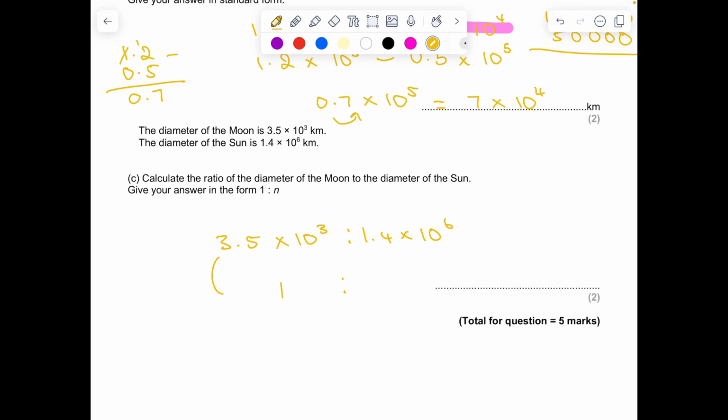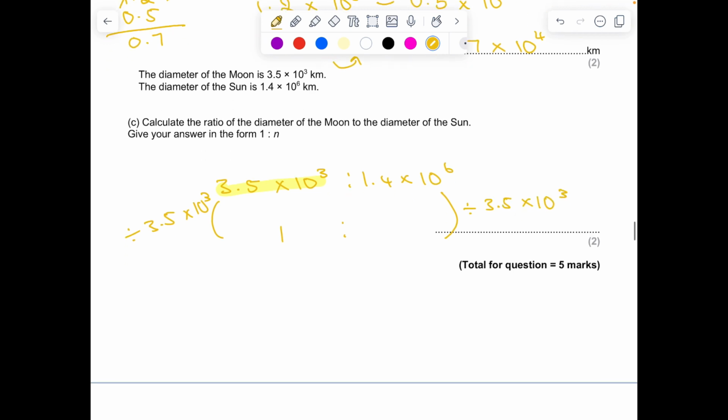In order to make this first one 1, I would have divided it by itself. So I must have divided it by 3.5 times 10 to the power of 3. Whatever I do to this side, I've got to do to this side as well. So I'm going to divide this by 3.5 times 10 to the power of 3 as well. Okay, so ultimately, I'm going to do 1.4 times 10 to the power of 6 divided by 3.5 times 10 to the power of 3.